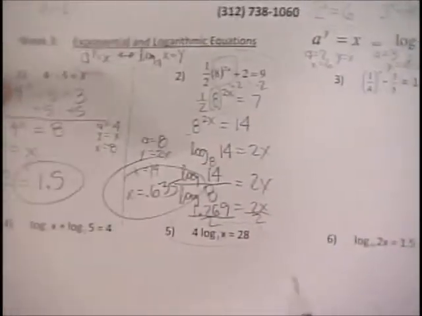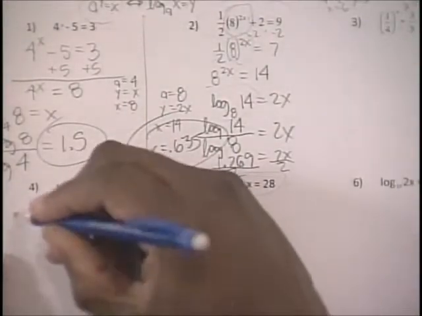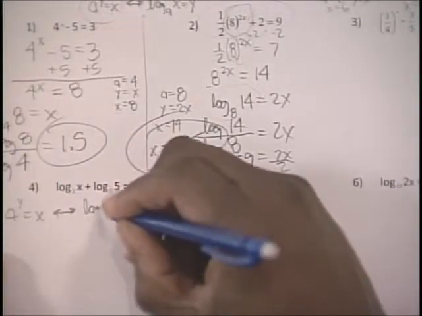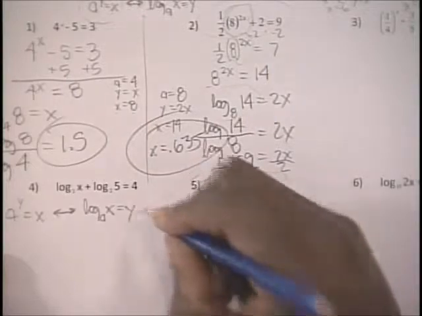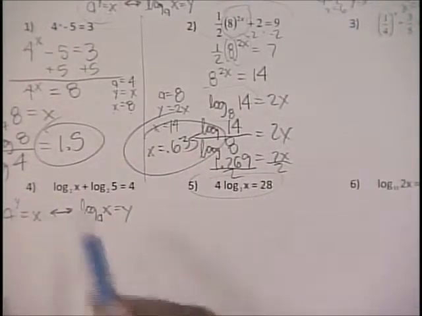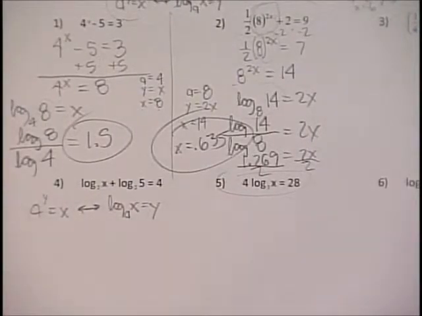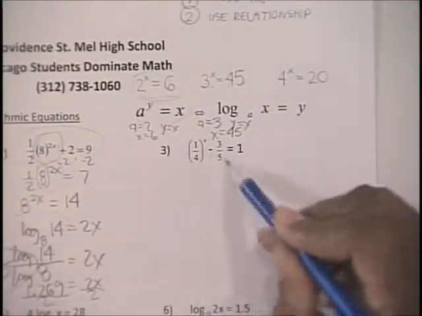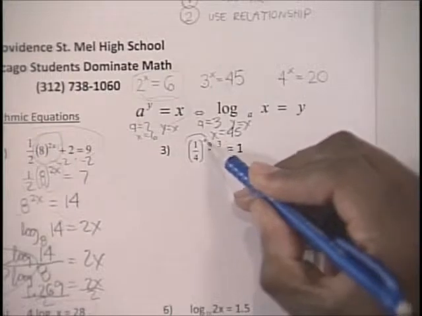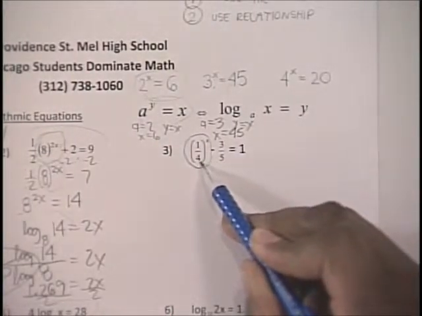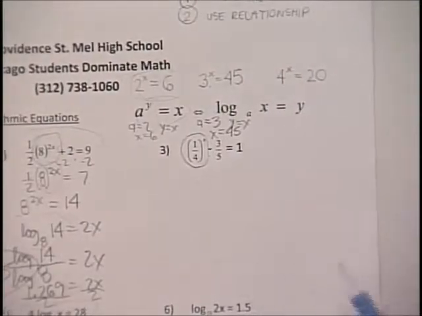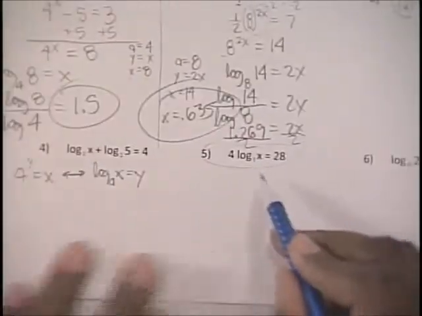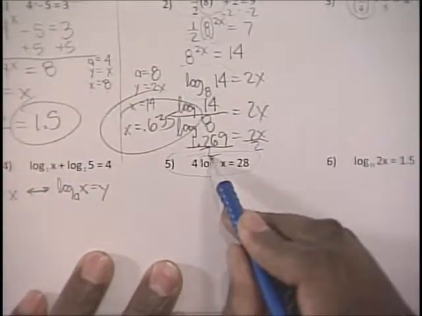All right, and you're going to continue to use this relationship. A to the y is x can be rewritten as log base A of x is y. As you begin to get in Algebra 2, you really use this relationship quite frequently. So now, if we were to do this problem right here, you'd want to isolate this exponent. You would actually add 3/5 to both sides. But now, because we're working with a logarithmic equation, we want you to isolate the logarithm. We want you to isolate the log.